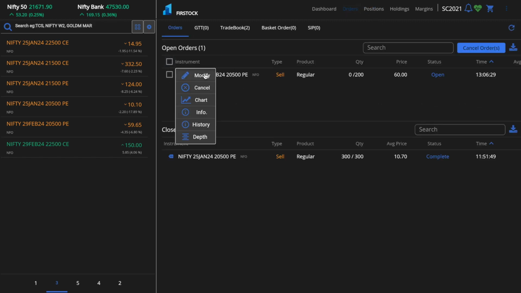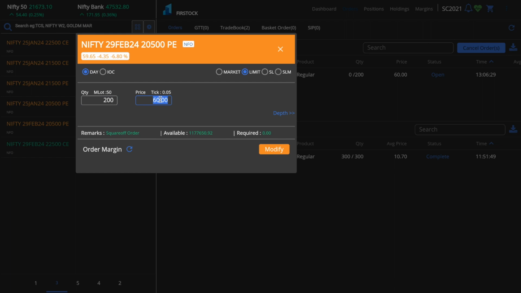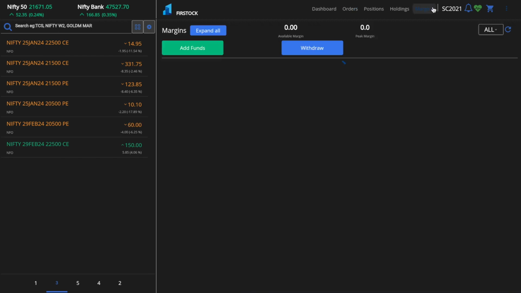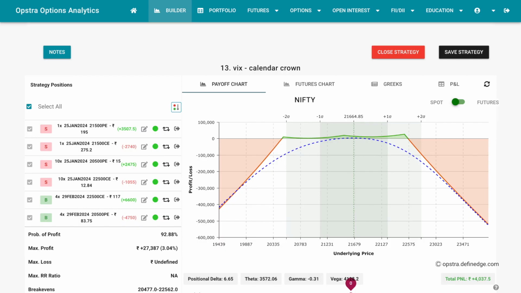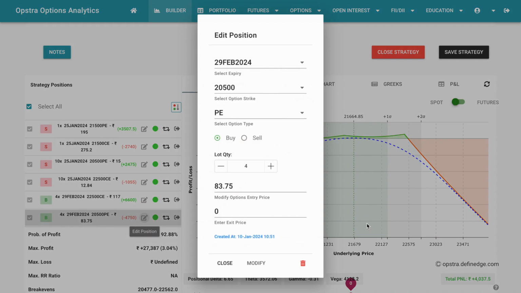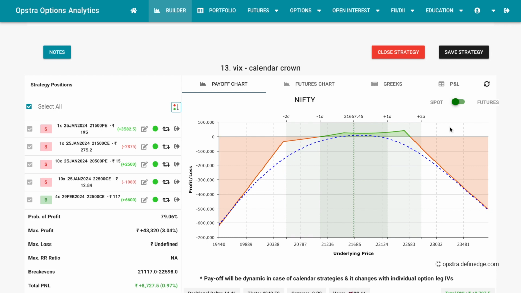Okay, 45, 59.5, and I think this will get triggered. Okay, margins are 31,000. This is completely exited, and we can go here and take this out. February PE, it's not benefiting us in any way. Now you can see, and we save the strategy.